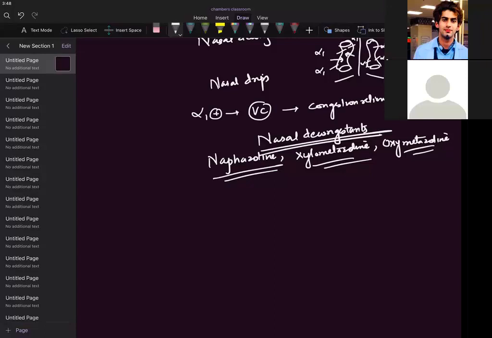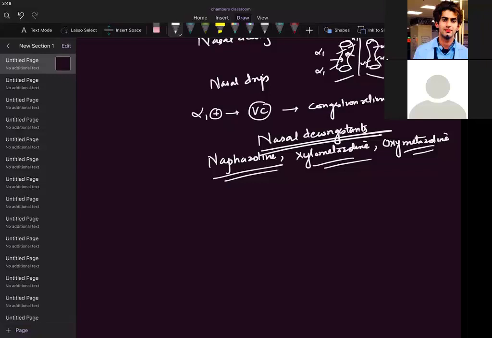So that is one use of alpha 1 agonists. Now, what is the problem with them? Once these drugs do their effect, and that effect is gone... For example, I took this spray. This is not a spray, this is an eye drop, but I took this spray and pumped it into my nose, and you will get relief.